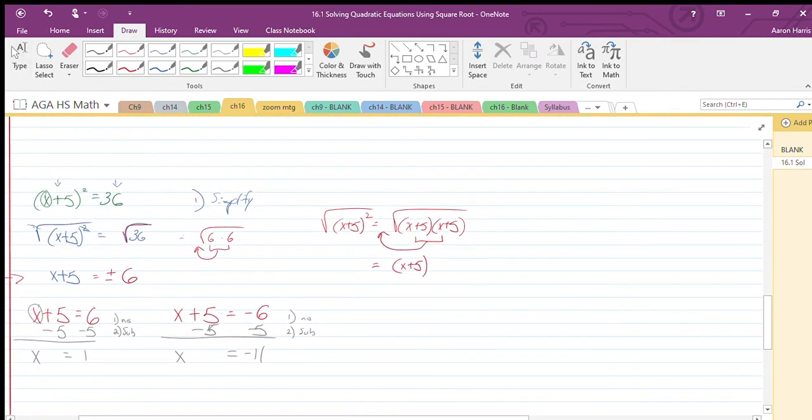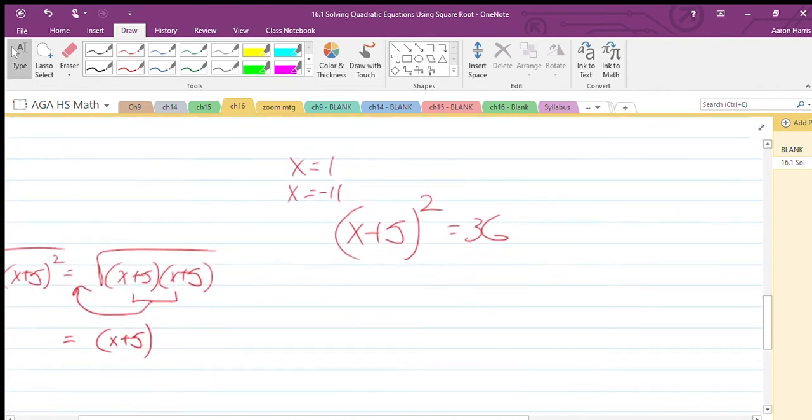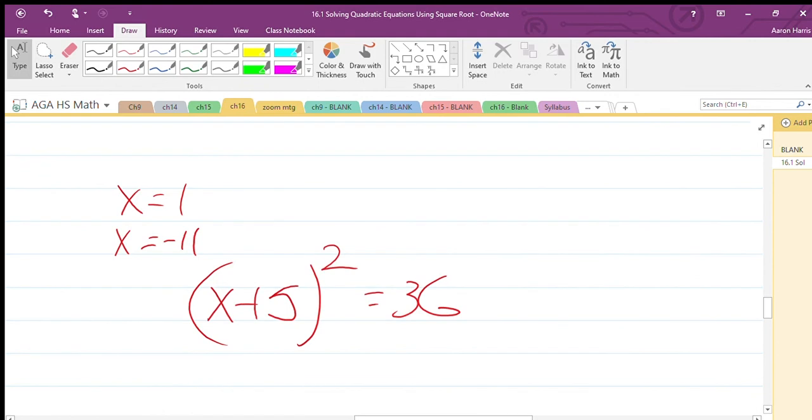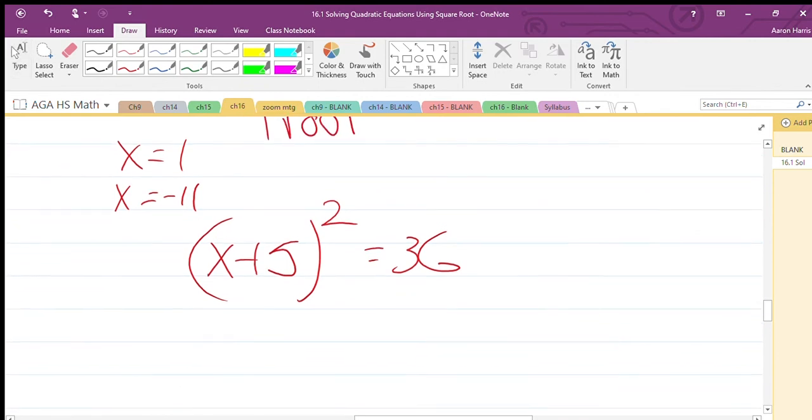So let's just prove to ourselves that we actually have 2 different answers. So if I started off with x plus 5 squared equals 36. Well, I have 2 champions. I have x equals 1 and I have x equals negative 11. So let's do the proof. Okay, let's prove that these are true.